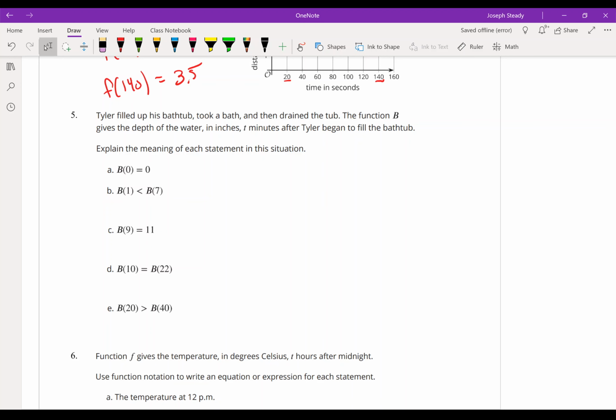Number 5, Tyler filled up his bathtub, took a bath, and then drained the tub. The function b gives the depth of the water in inches t minutes after he began to fill the tub. So similar problem we've seen to the one above. So again, input is time in this case. Input is time. So that means all of these here are times. So explain what this means. After 0 minutes, or in other words, at the beginning, there is no water in the tub.